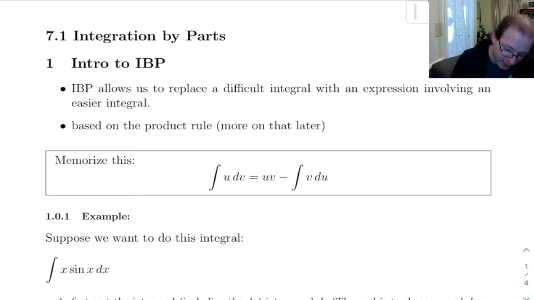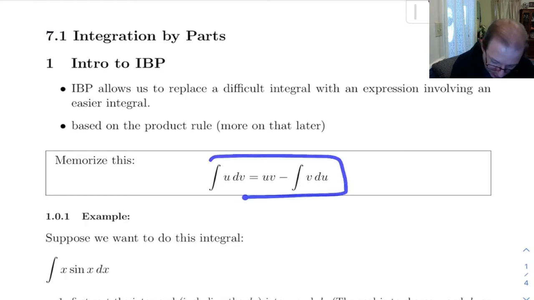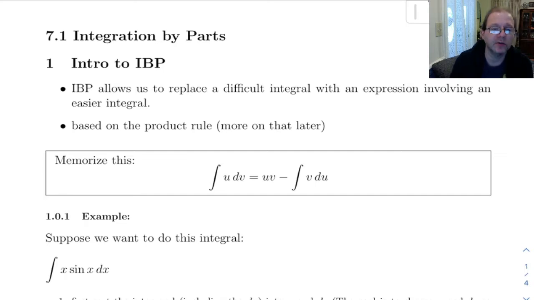Integration by parts allows us to replace a difficult integral with an expression that involves an easier integral, and it's based on the product rule. We'll see more about how it's derived from the product rule later. By far the most important thing for this section is to memorize this: integral of u dv equals uv minus integral v du.